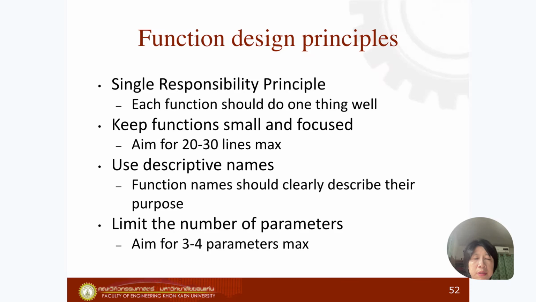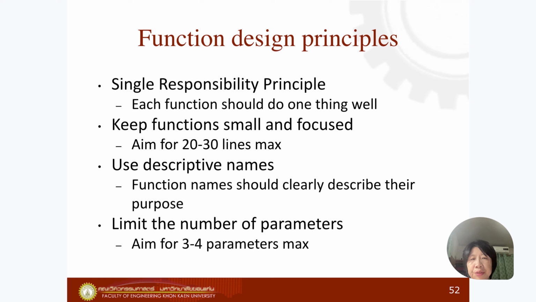Okay, so this is the second part of functions. So let's learn about function design principles. The first one is that we should have each function do one thing very well. Each function should have single responsibility.